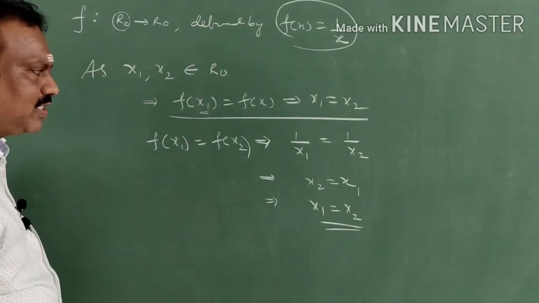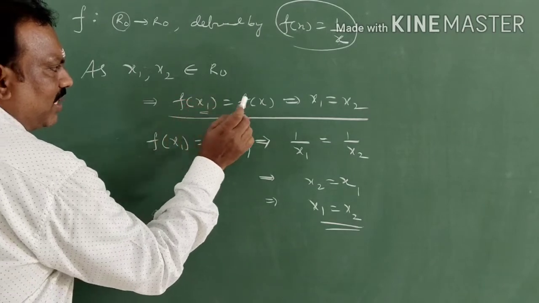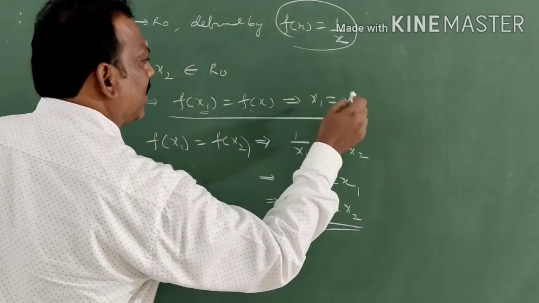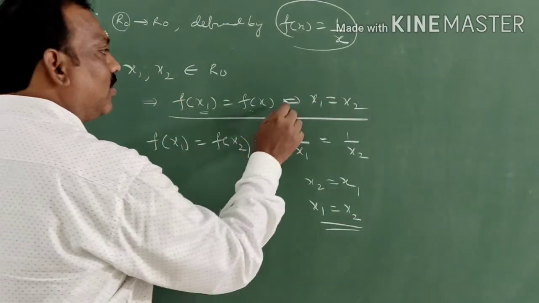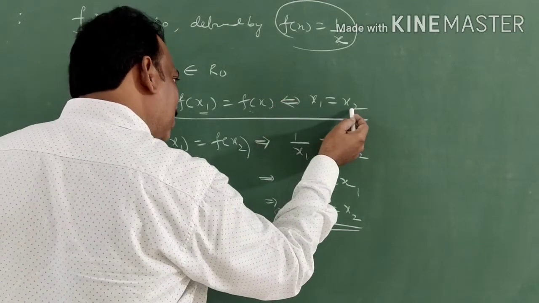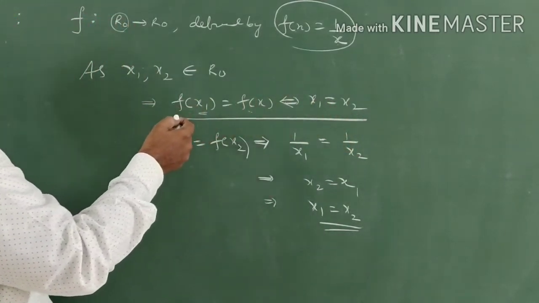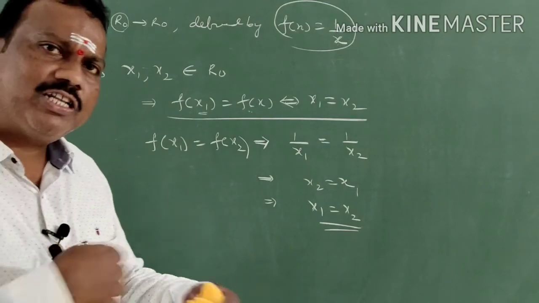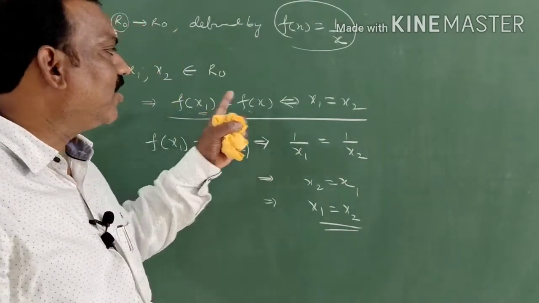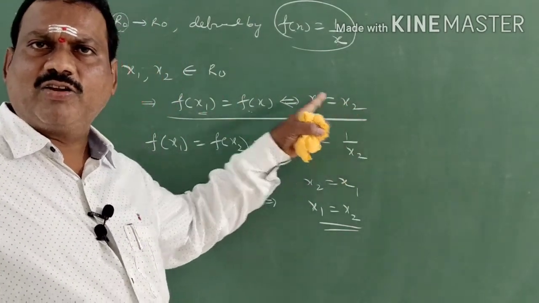What is the mathematical definition? If you take f of x1 is equal to f of x2, you should prove x1 is equal to x2. Not only that, you can take x1 is equal to x2, and you can prove f of x1 is equal to f of x2 also. It is a reversible relation. You take this and you can prove this. Otherwise, you take this and you can prove this.